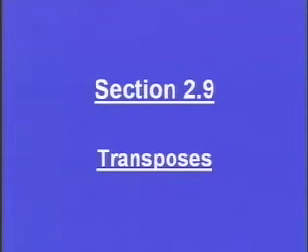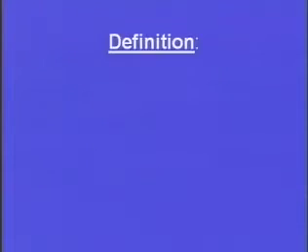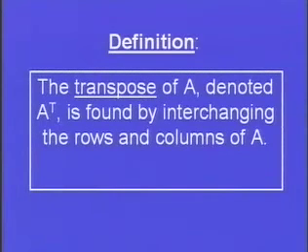So let's first of all start with the definition of a transpose. The transpose of A, where A is a matrix, denoted A with an exponent of capital T, is found by interchanging the rows and columns of A. In other words, a row becomes a column and a column becomes a row.